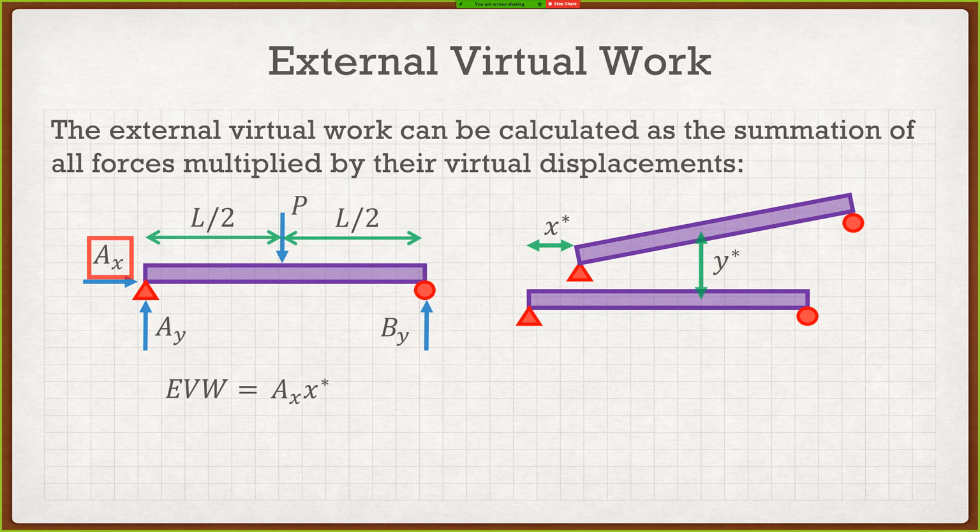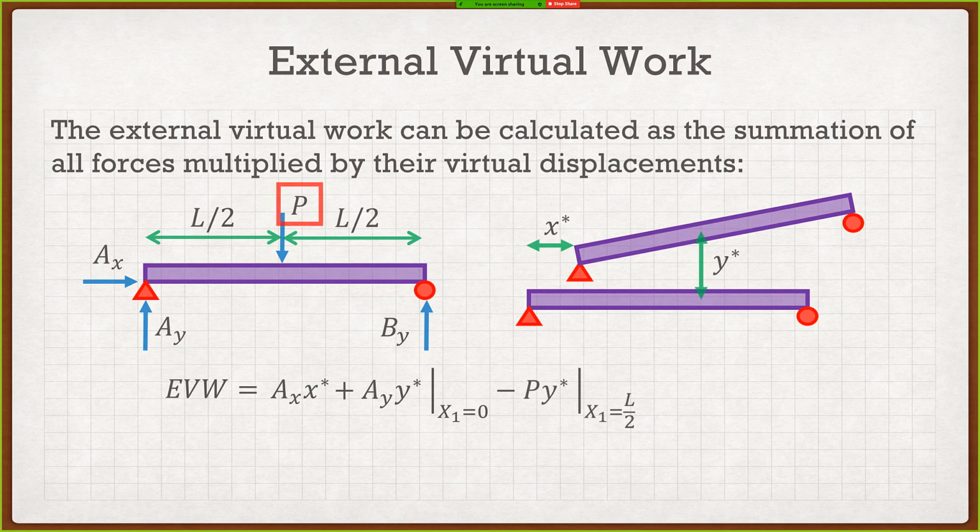Not too bad. Now, if we move on to the next one, we see that we have a vertical load, which is AY, and we multiply it by its virtual displacement. The thing to keep in mind now is that virtual displacement in the Y direction changes over the length of the beam. So what I do is I say, this is going to be the virtual displacement when X1 is equal to 0.